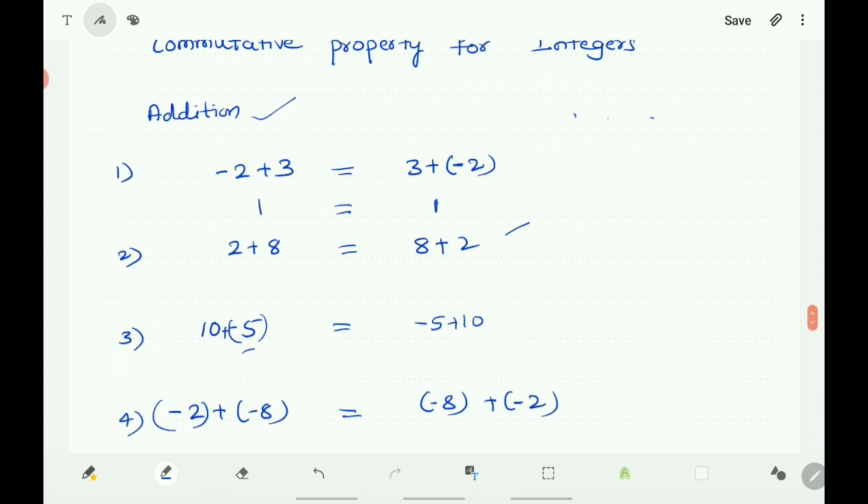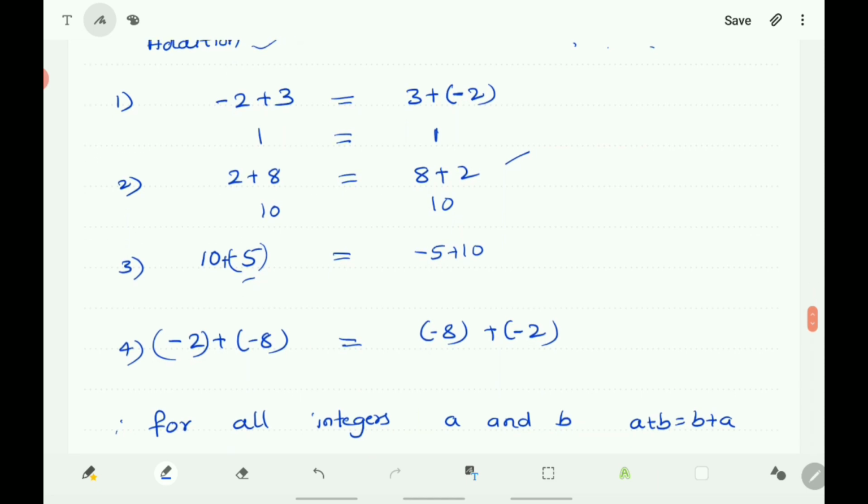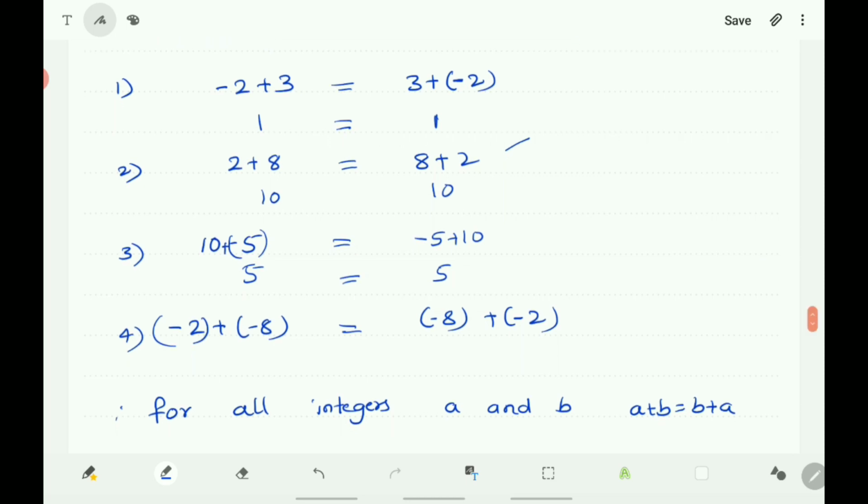Next, the sum of 2 and 8 and 8 and 2, both are here 10. Therefore, 2 plus 8 is equal to 8 plus 2. Then the sum of 10 and -5 and -5 and 10. You know this 10 plus -5 is 10 minus 5 only, that is 5. And -5 plus 10 is again 10 minus 5 only, that is also 5. So here 5 is equal to 5. Therefore, 10 plus -5 is equal to -5 plus 10.